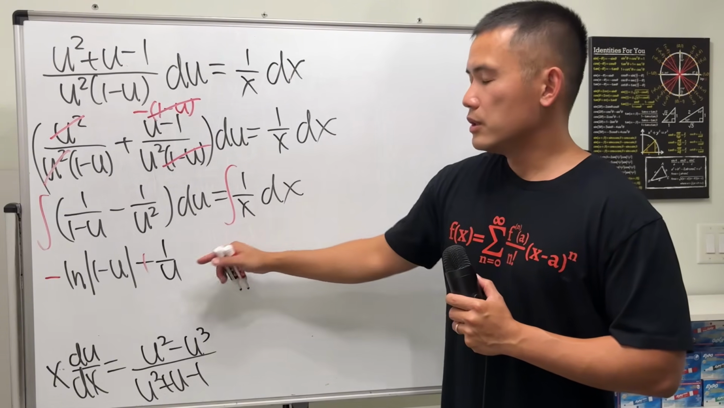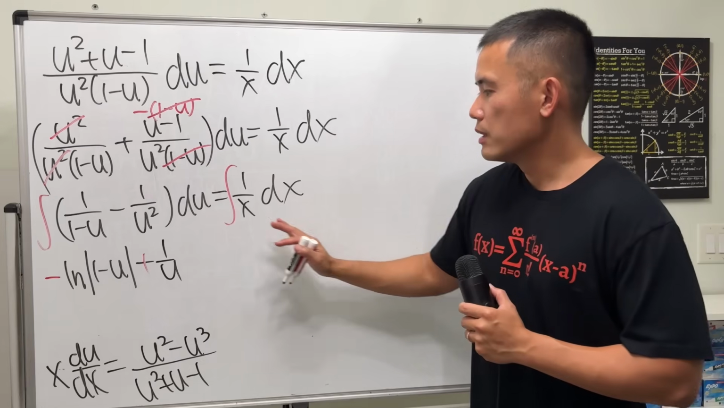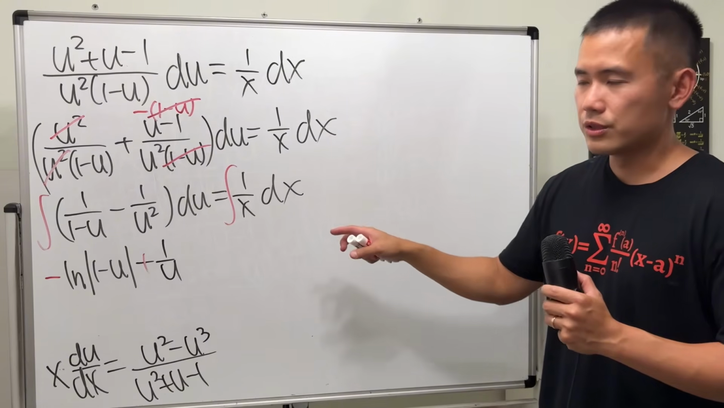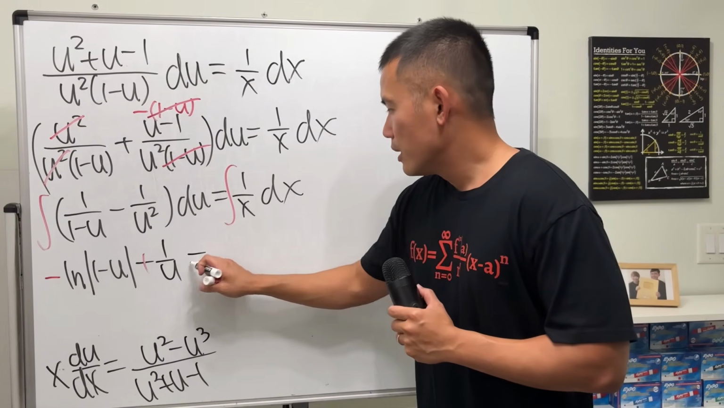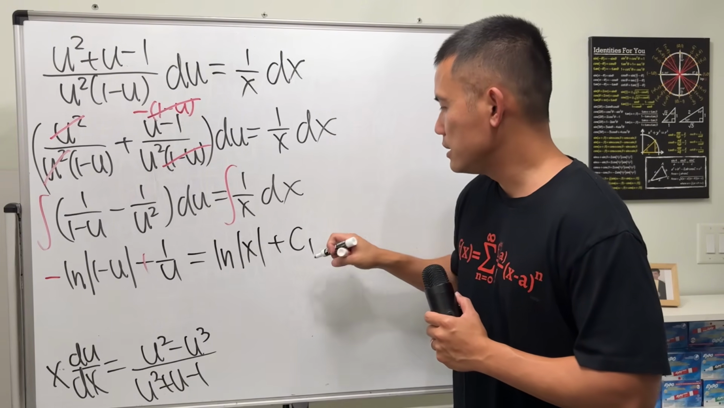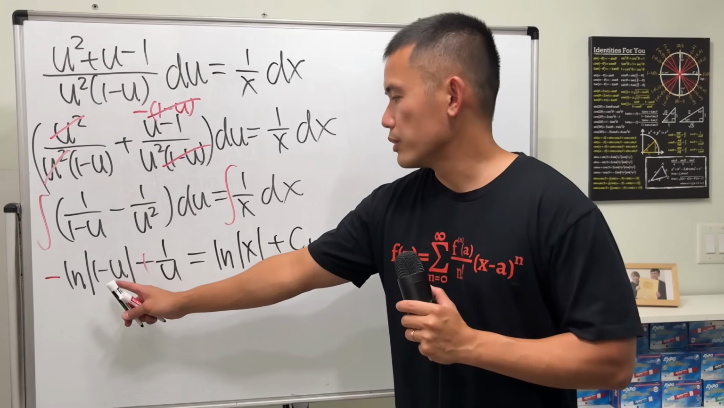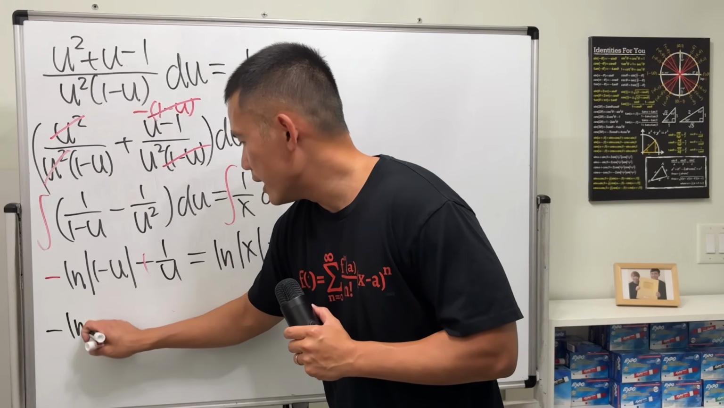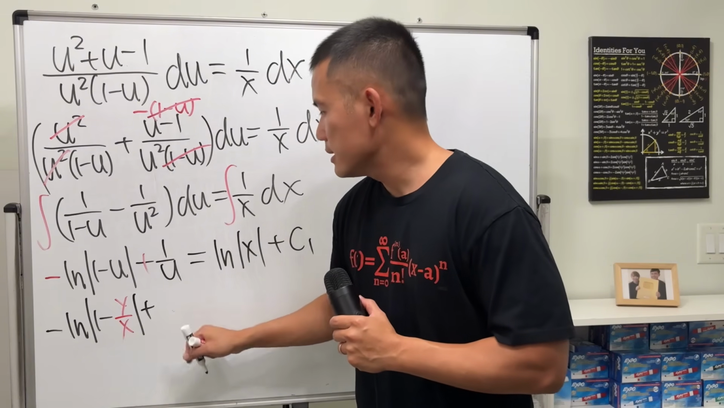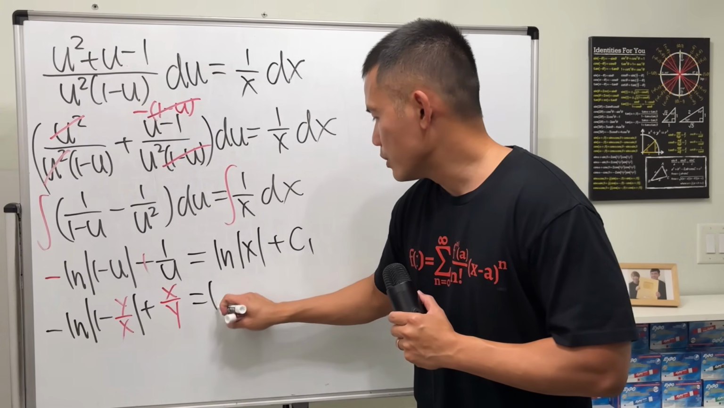Don't worry about the plus c, just do it on the right hand side, because if you have a plus c1 here and plus c2 there, combine them, it's another constant. Just put one plus c on the right hand side. Okay, this right here is ln absolute value of x, plus c1. Right here, I will plug y over x back in for u, so we have negative ln absolute value of 1 minus y over x, plus, this is 1 over u, so we get x over y, and then we still have the rest.